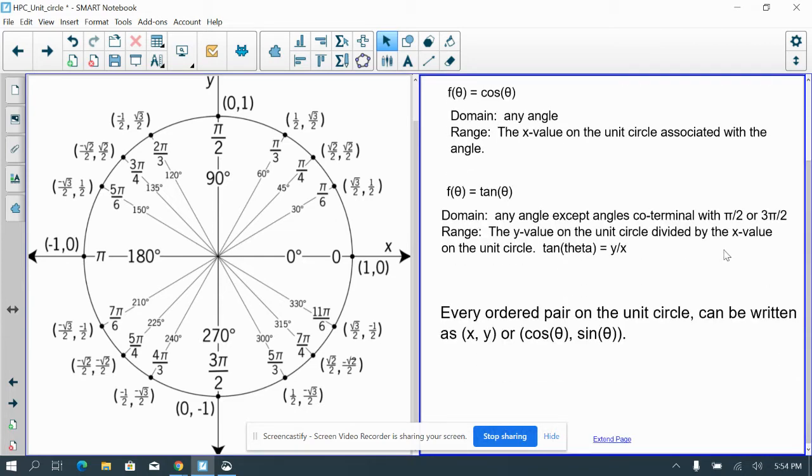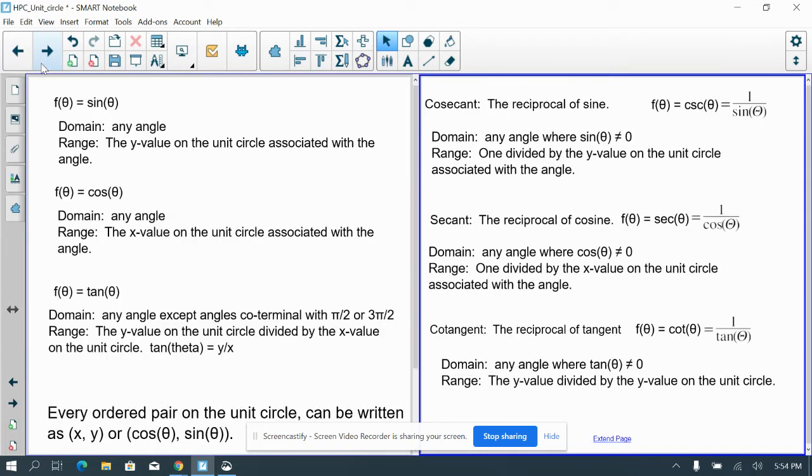And sine and cosine, again, cosine is x, sine is y. So all these ordered pairs that say x, y, I can also write them as cosine of an angle, sine of an angle. But there are 3 others. The reciprocals of all 3, not the opposite, the reciprocal. So if you take sine and flip that fraction upside down, you would get the reciprocal, and we call that cosecant. Cosecant is just sine flipped over, so 1 over sine.